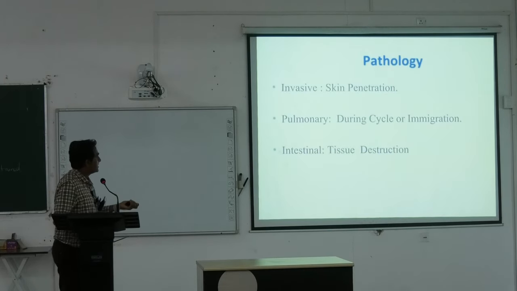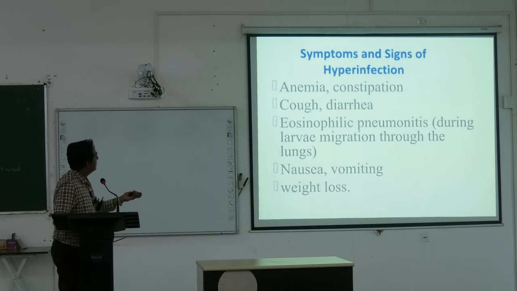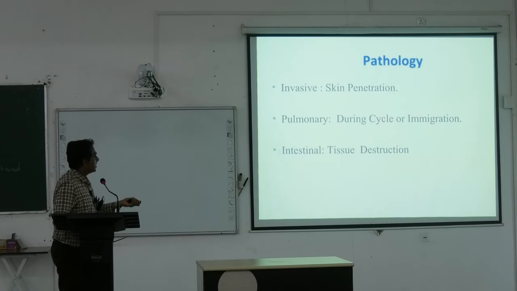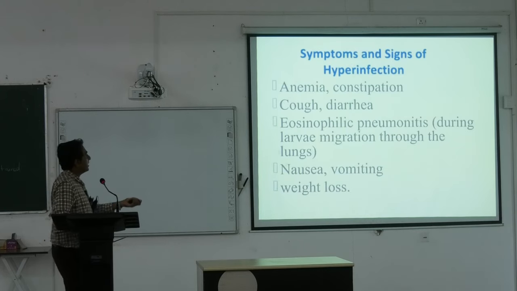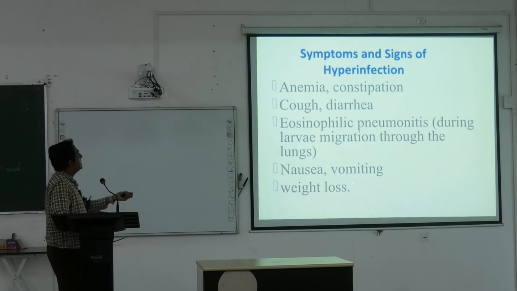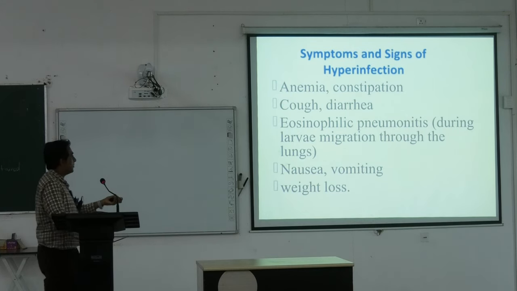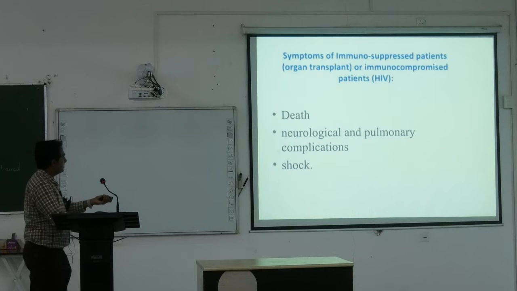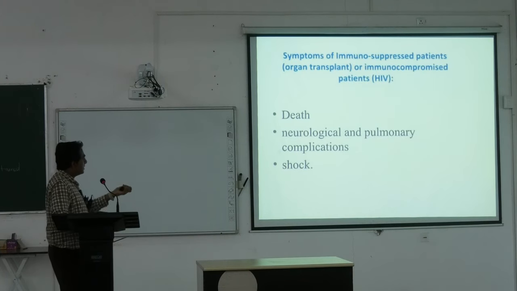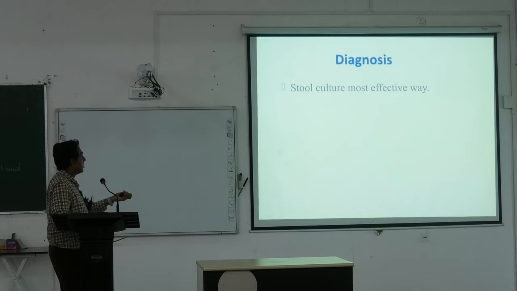Invasive disease causes skin penetration, pulmonary migration during the cycle, intestinal tissue destruction, anemia, constipation, cough and diarrhea, eosinophilic pneumonitis during the larval migration through the lungs, nausea, vomiting and weight loss, death, neurological and pulmonary complications and shock.